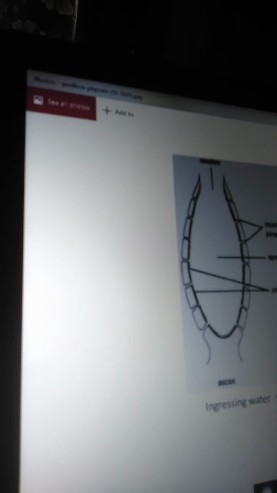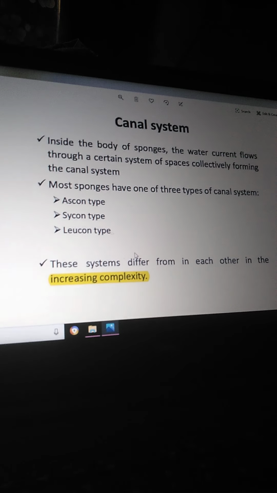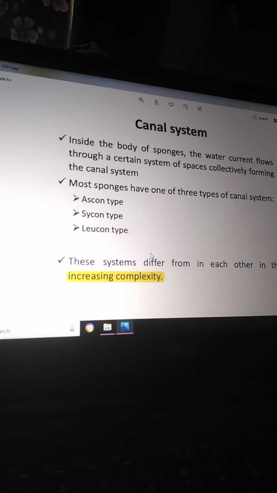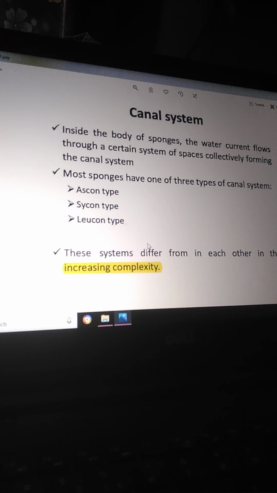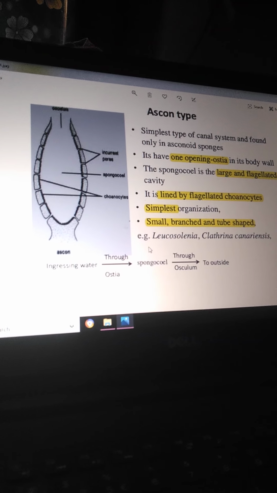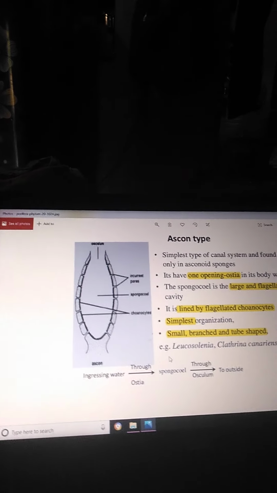This is today's class. Okay, shall we take up the canal system? Ascon type.